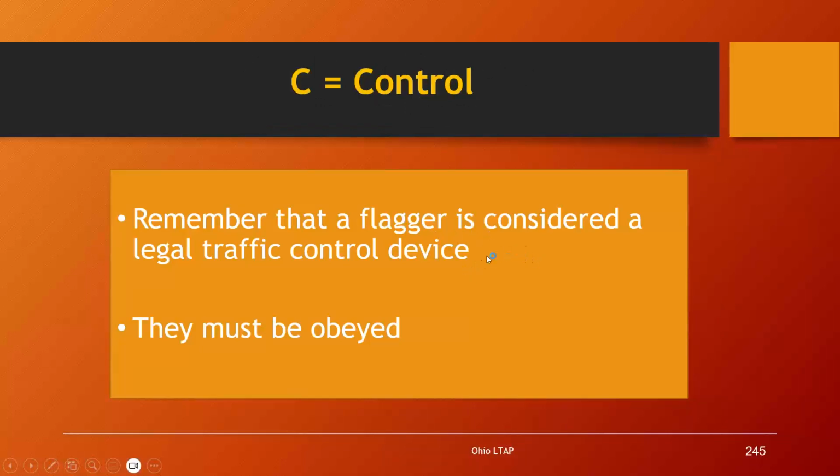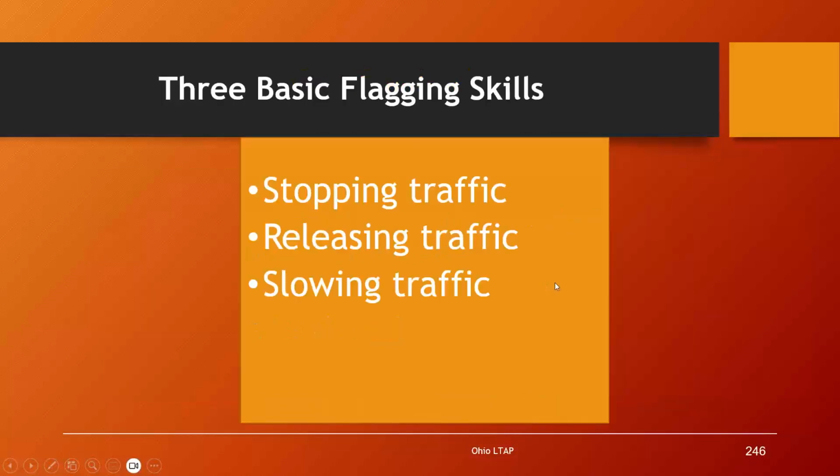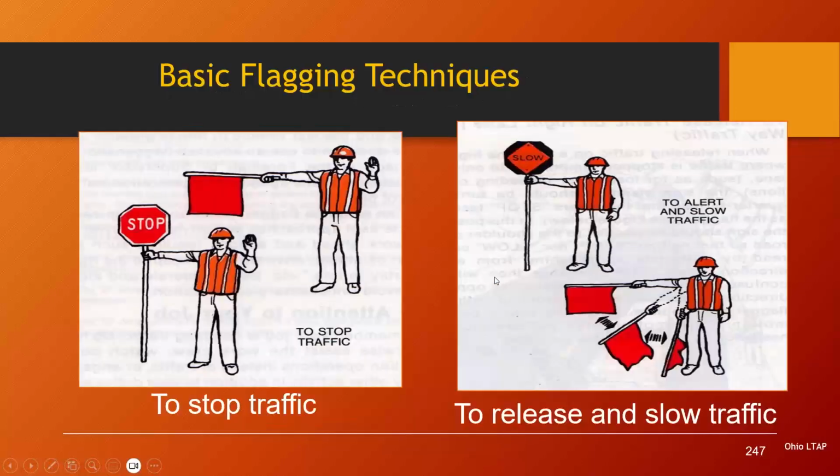Okay, so that's the be visible part, and now we're getting into the control aspect of flagging. A flagger is considered to be a legal traffic control device that must be obeyed. And so the flagger needs to develop these 3 basic flagging skills: stopping traffic, releasing traffic, and slowing traffic.